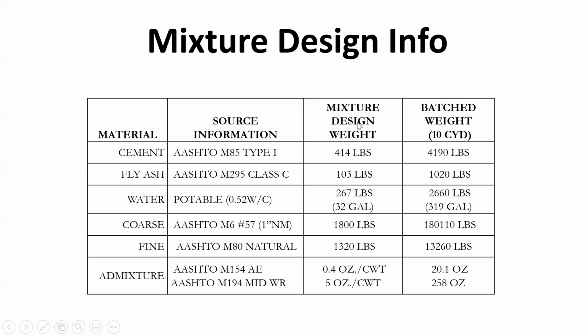So the mixture design, how much you're actually designing, is in this column, and then how much you're actually going to batch. So your batch weight is over here. So you can see, you have your water, which you may have 267 pounds of water or 32 gallons. And then you just multiply it by, in essence, 10 to get these numbers.